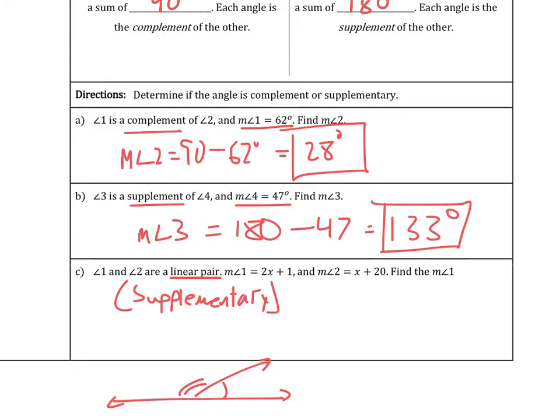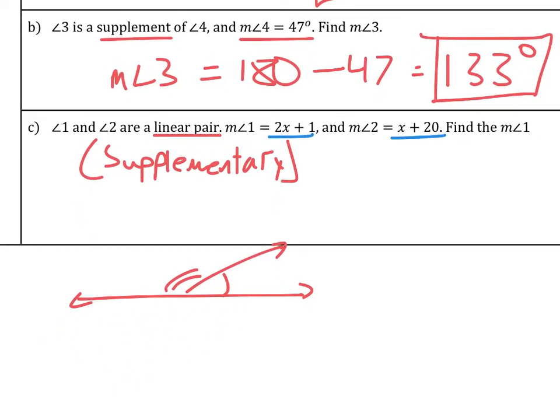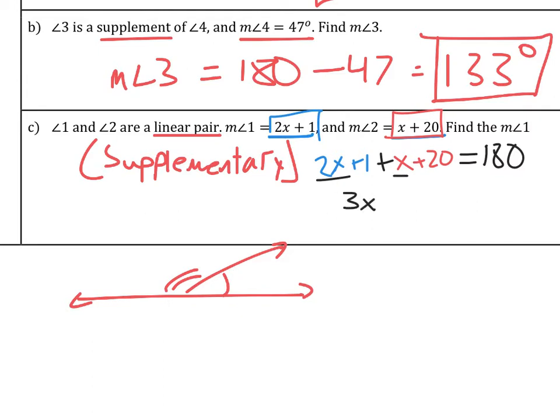So here we know these two things are supplementary. Well, whenever we know that and we've got these algebraic expressions, that means we can make an equation. The first one, 2x plus 1, that's the measure of the first angle. The second angle is x plus 20. And together, if we add those, they're supplementary. They make 180. Okay? So we can combine like terms. 2x plus x is 3x. 1 plus 20 is 21. And so that equals 180.